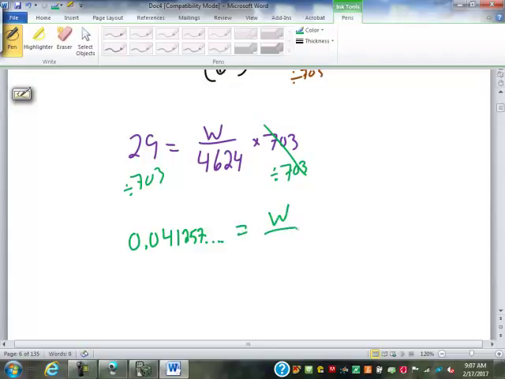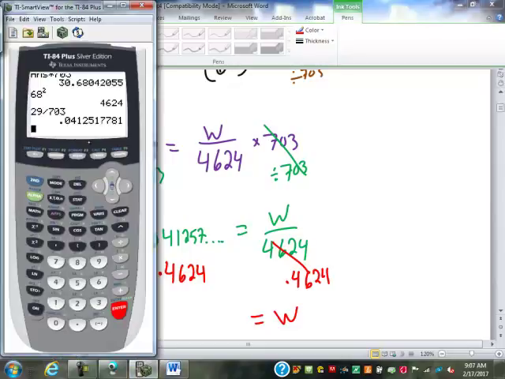That equals my W over 4,624, because my next step is going to be to multiply by that 4,624. Leaves me with just W on the right side. On the left side, I still have that 0.04125 and so on in my calculator. So I just need to multiply by the 4,624. I get 190.75.